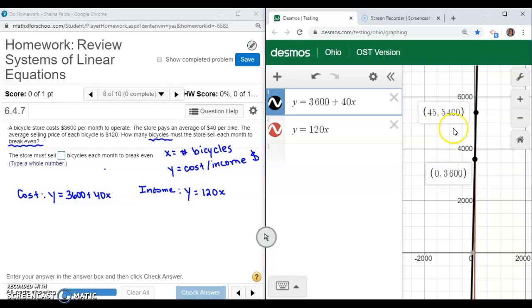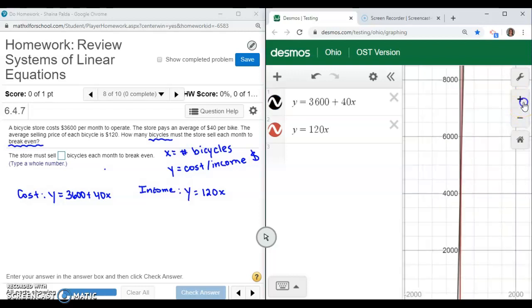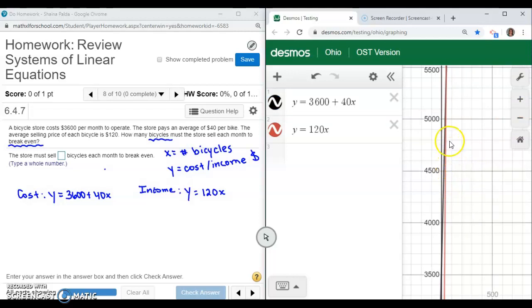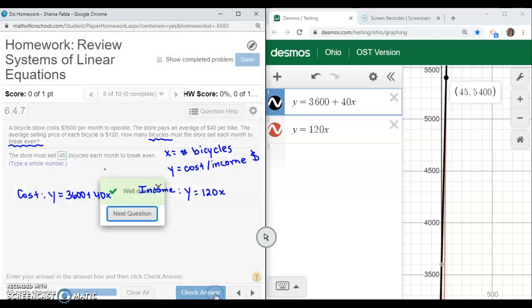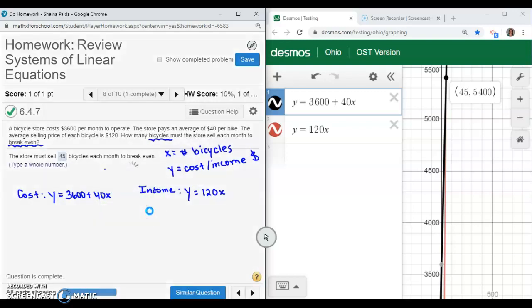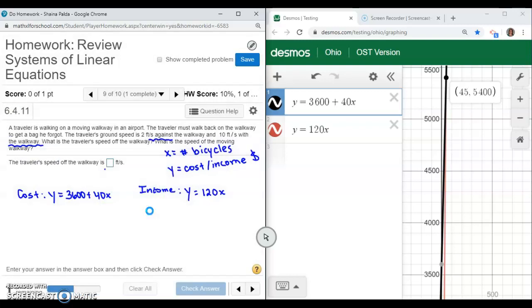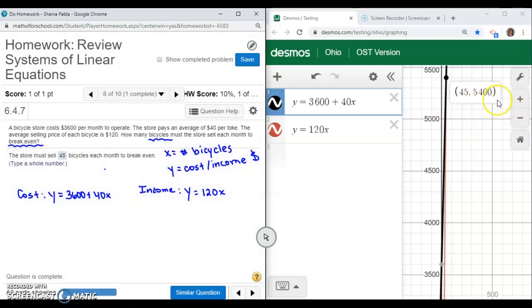If I zoom in just a little bit from there, the actual intersection is the one that's out here. That's 45, 5,400. That means that the bicycle store is going to have to sell, because we made X bicycles, 45 bicycles in order to break even. Okay? And if they asked you what the break-even point would be, that's where you would put that 5,400.